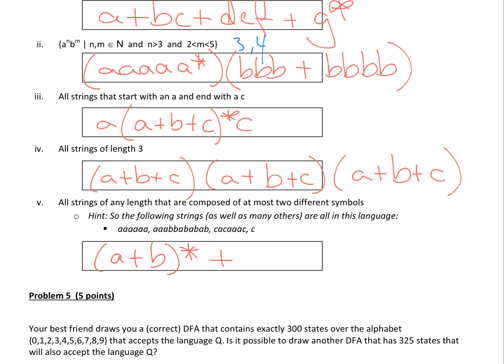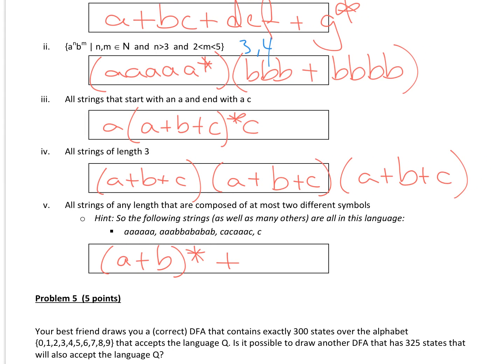And so strings in my language could look like this, right? Or there's our plus sign again. They could look like this. They could have as many B's or C's as we want, but no A's. Or they could have as many A's or C's, but no B's. Okay?